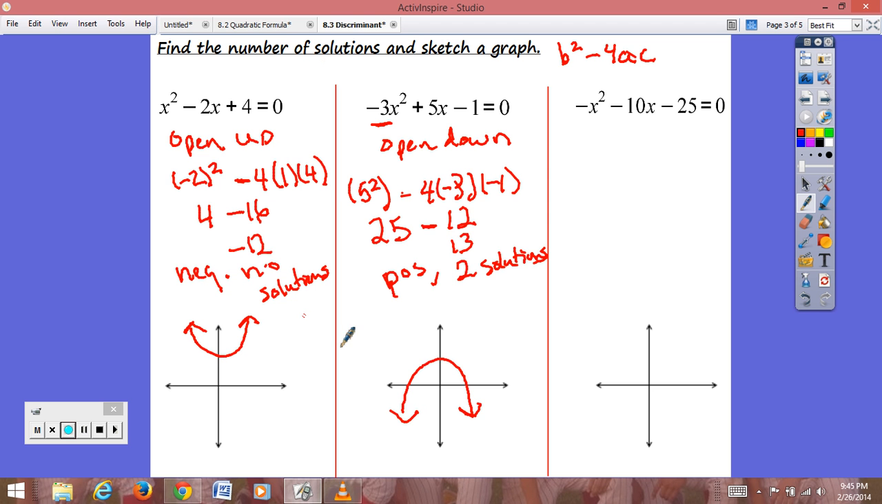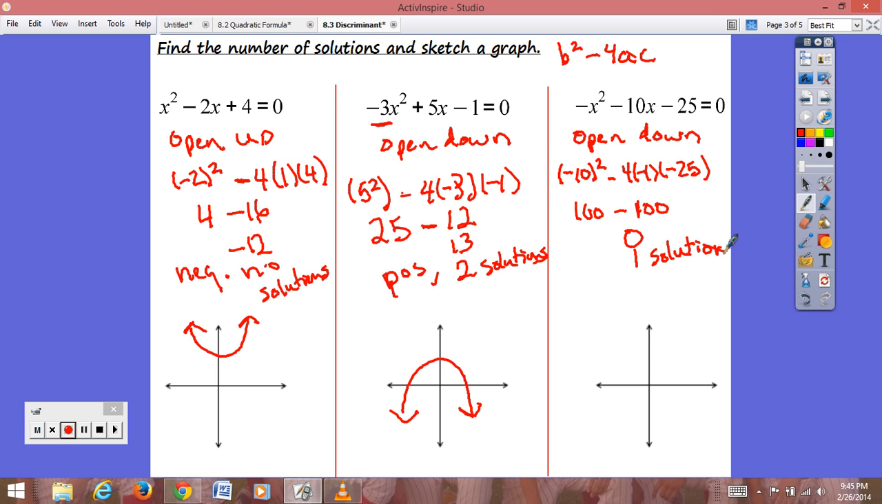And now our third one, negative x squared minus 10x minus 25. So again, we have that negative a, so it'll open down. And we do our discriminant, negative 10 squared minus 4 times negative 1, negative 25. We get 100 minus 100, that is 0. If it's 0, we have one solution. So if we only have one solution, last unit we saw that means our vertex is the point that hits the x-axis. So we only have our one x-intercept here, and it's right at the vertex. This one we have 2. First one we have 0.